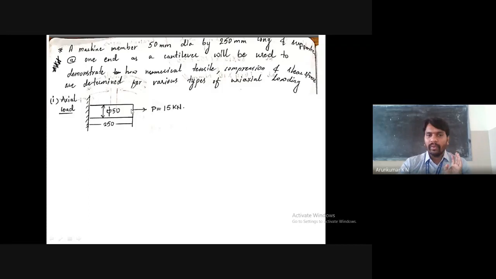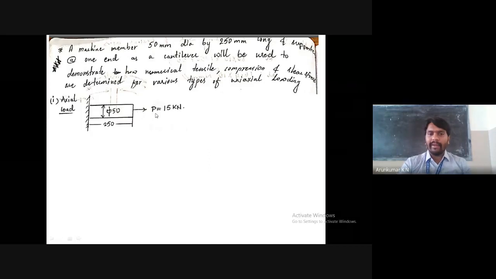Look at the load. Load will be acting parallel to the axis of the member. If it is acting parallel to the axis of the member, only axial stress or direct stress will be developed. If the load is acting perpendicular to the member, just like this, in the vertical direction, the bending stress will be developed. If the torsional load is acting, shear stress will be developed. Clear?